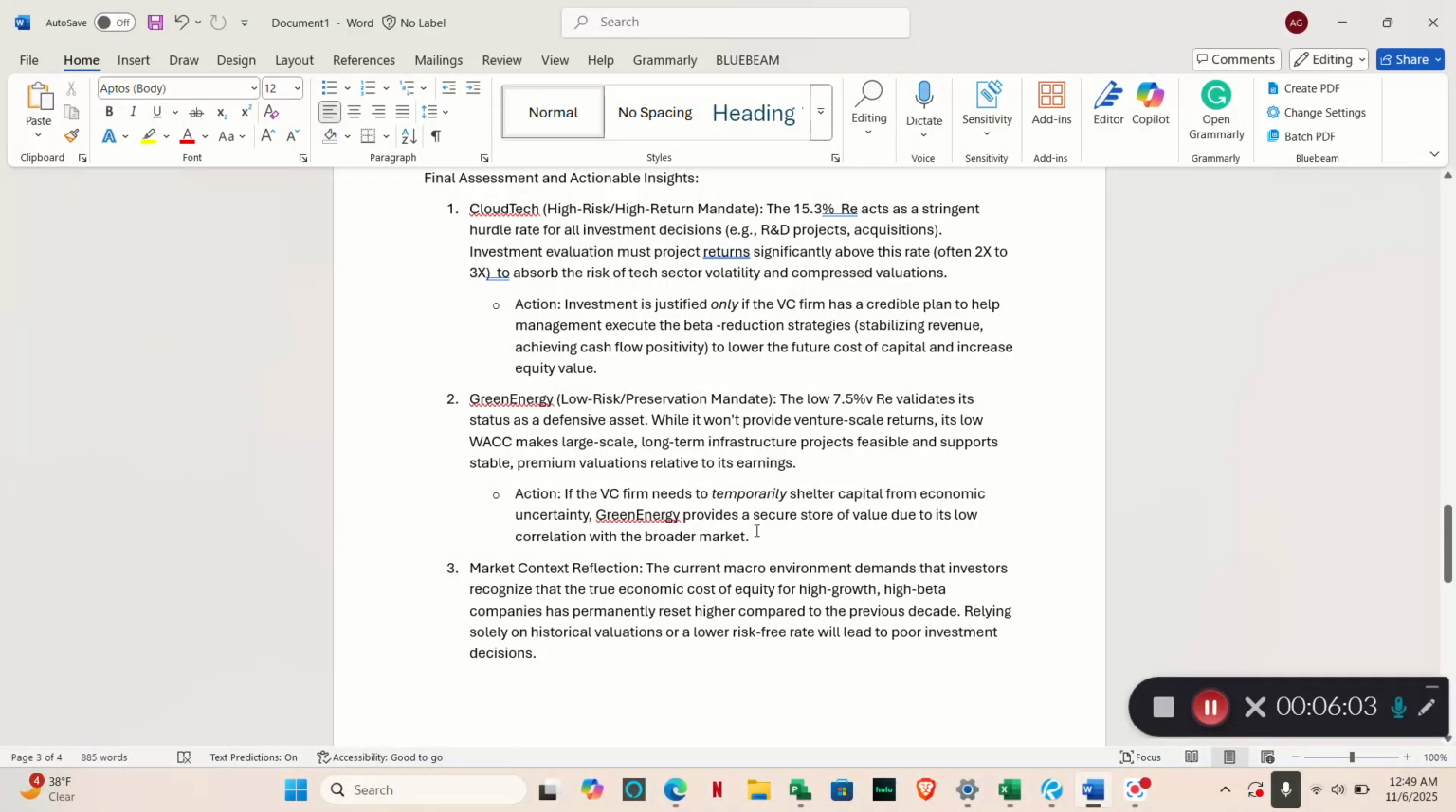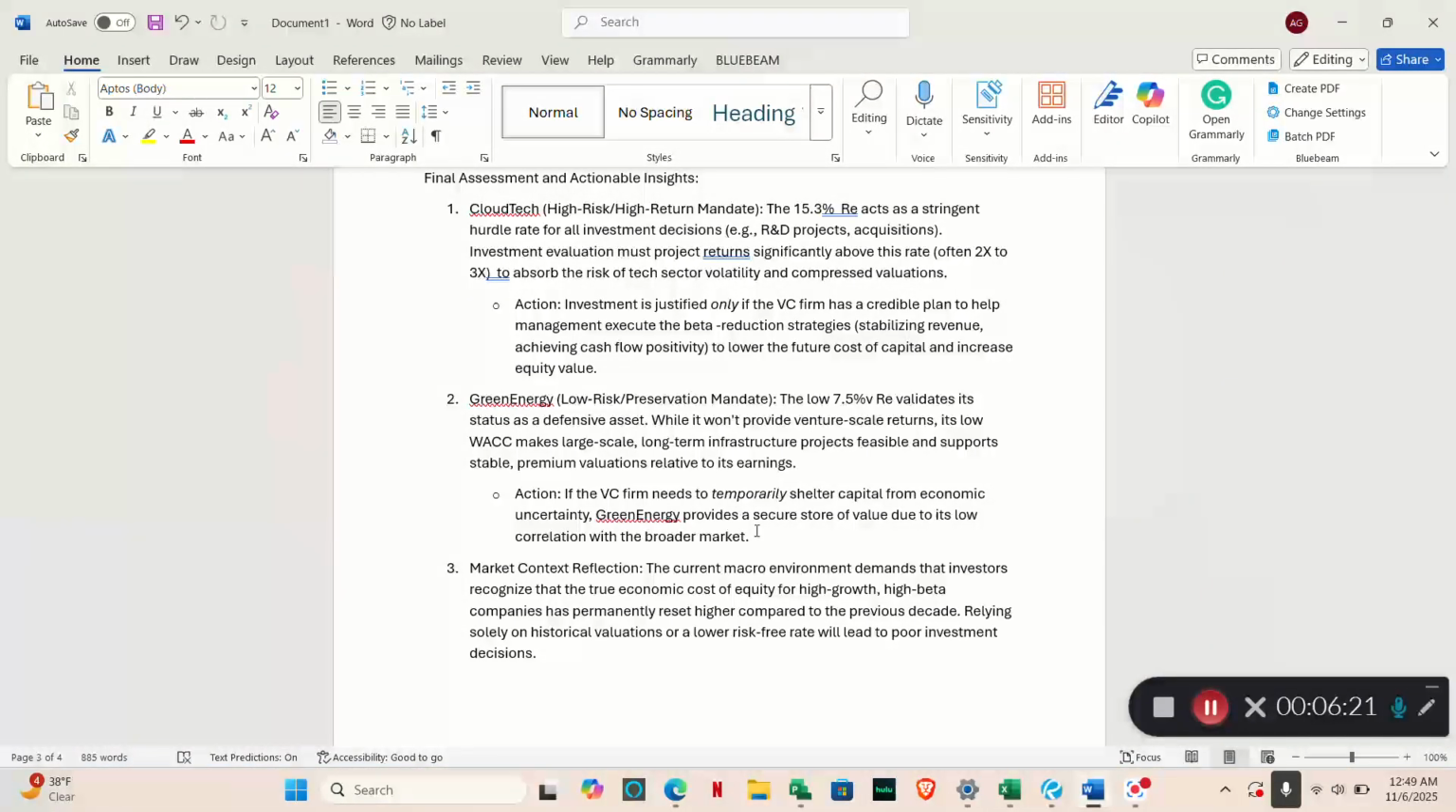So my call to action will be: investment is justified only if the VC firm has a credible plan to manage beta, execute the risk reduction strategies, stabilize revenue, achieve positive cash flow, and lower the future cost of capital and increase equity value.